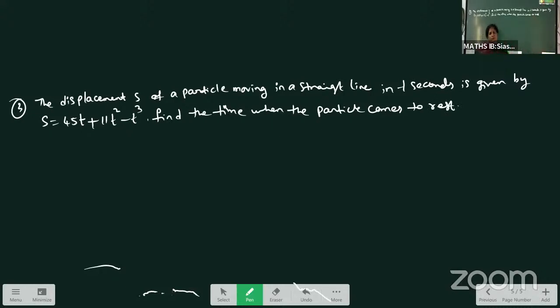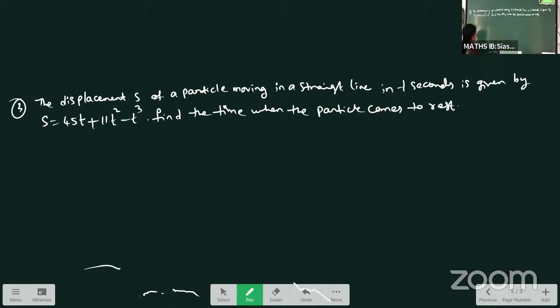Try to understand the question. There is a particle, it is moving on a straight line. Like for example, I am moving on the straight line. So the question is, at what time does the particle come to rest? Suppose if I keep on moving like this, at some point I have to stop, right? So at what time am I stopping? Stopping means I'm not moving, and that moving is called what here? Velocity. So when velocity is 0, at what time is the velocity 0, he is asking.